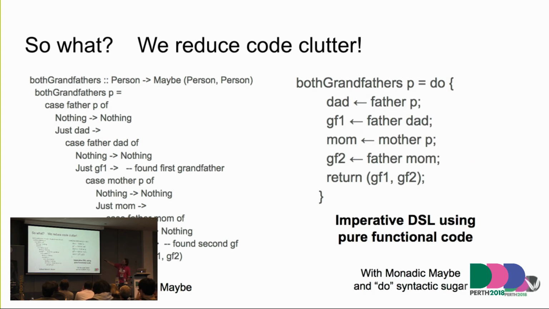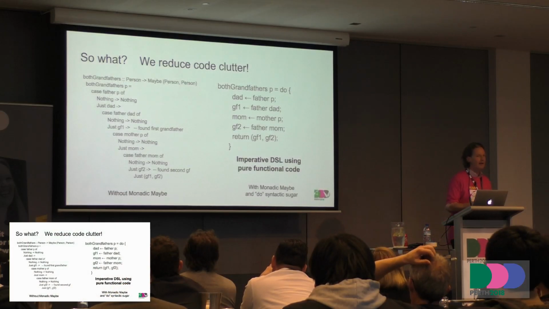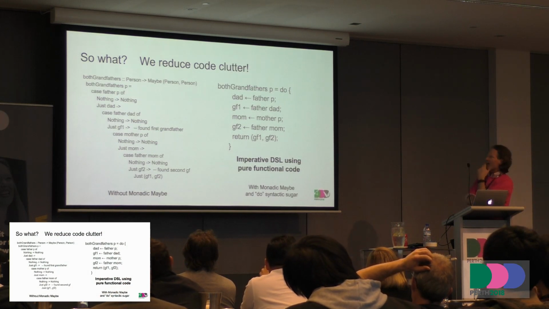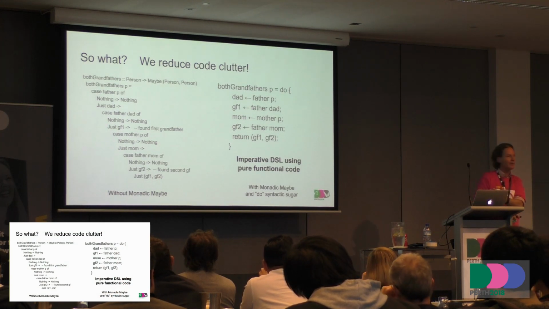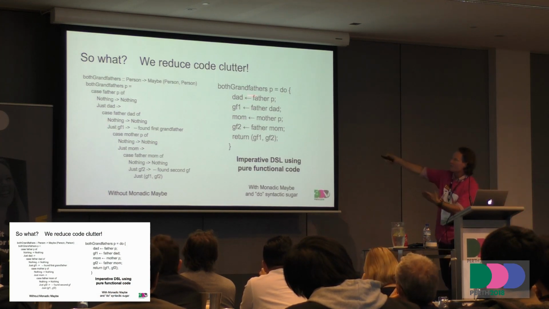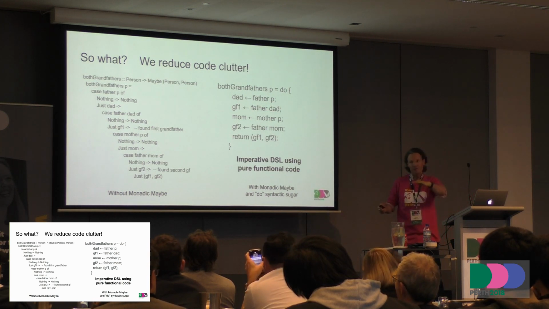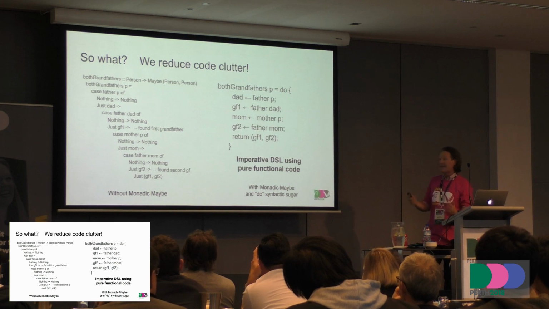And if you think of these arrows as assignment statements, dad becomes the father of the person, grandfather becomes the father of dad. This is sort of how you would now calculate in a functional program the two grandfathers. But wait a sec, that looks like imperative programming. It looks like we're assigning values and doing a little bit of a procedure or imperative statements. And in fact, that is.